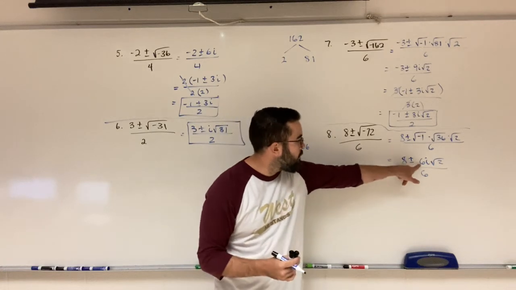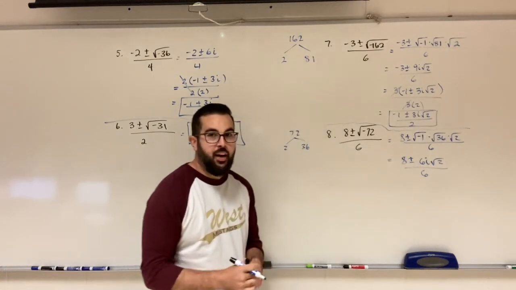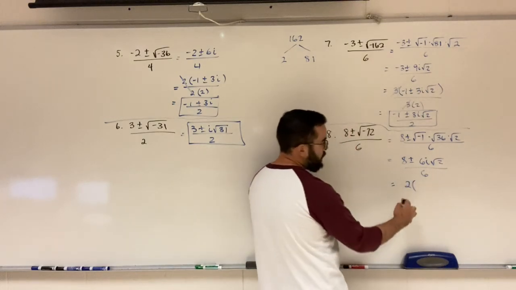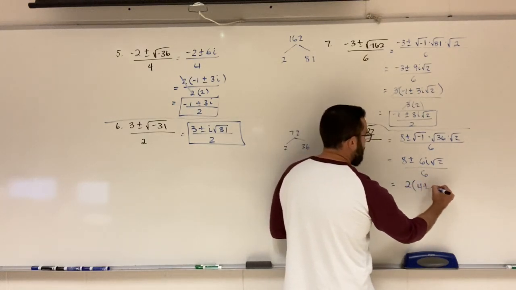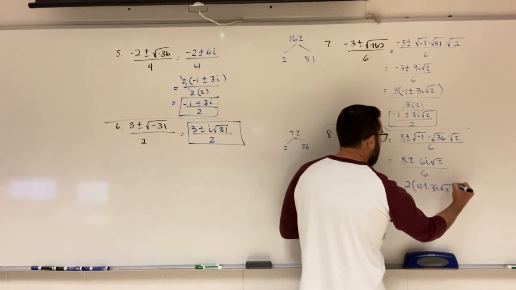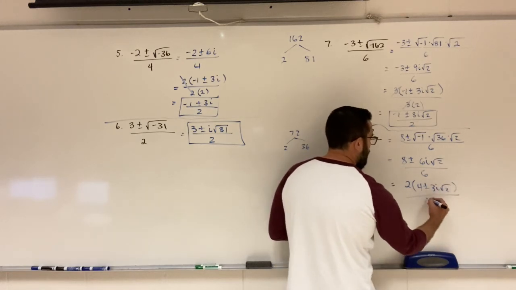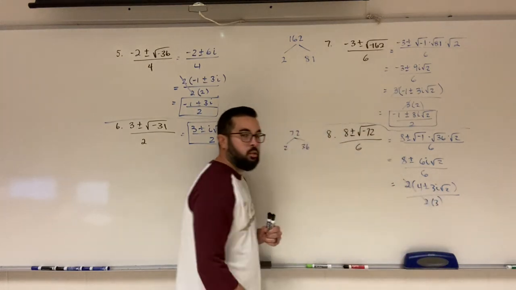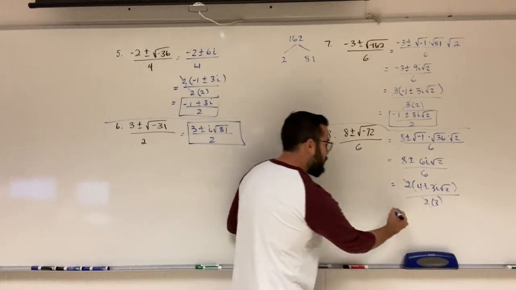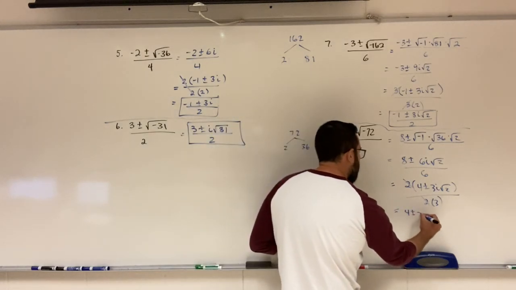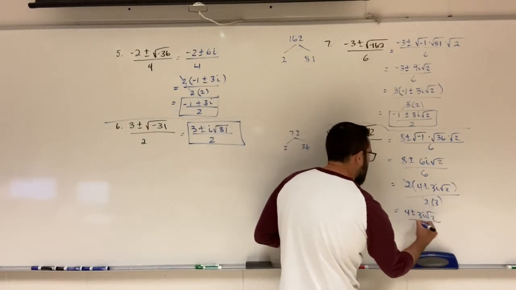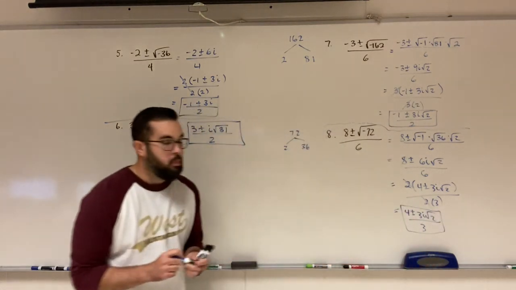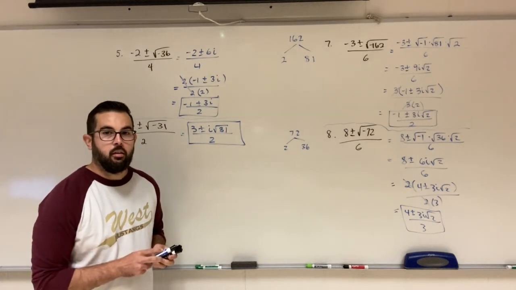Now 8, 6, and 6 all share a common factor of 2, so I'm going to factor out a 2 from the top and bottom. So the top's going to be 2 times 4 plus or minus 3i square root of 2 all over 2 times 3. 2's will cancel out, and we're left with 4 plus or minus 3i square root of 2 all over 3. And that's our final answer.